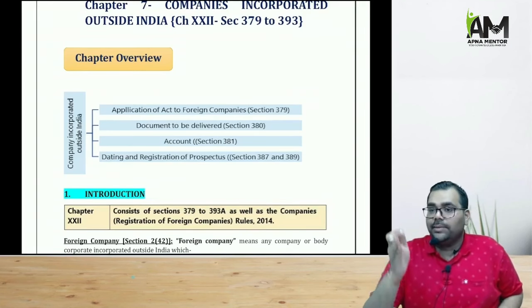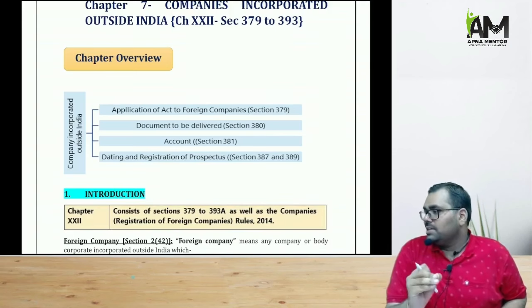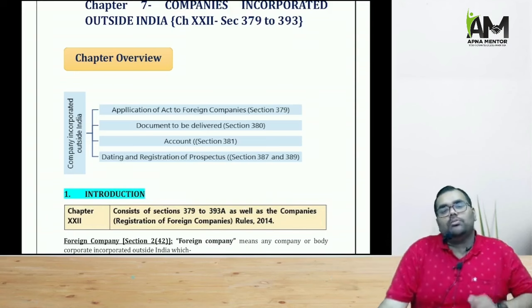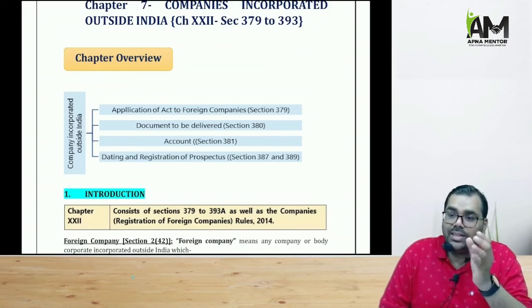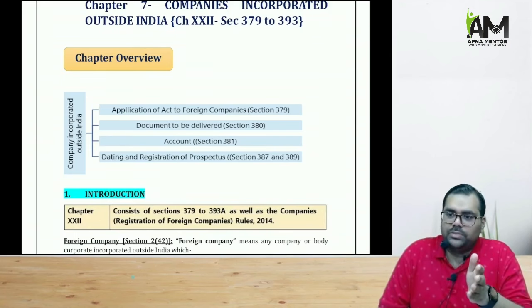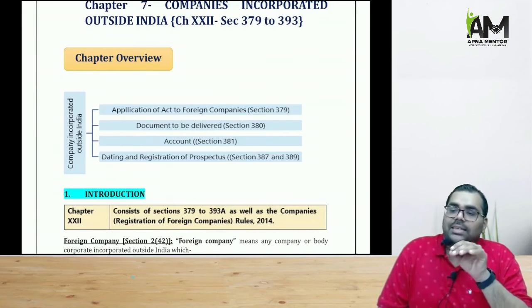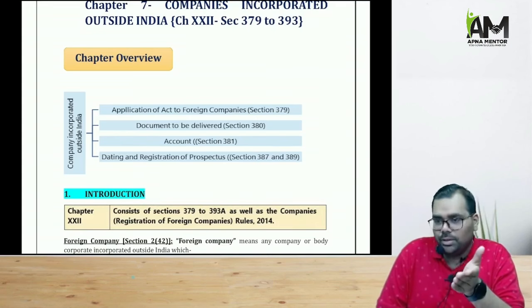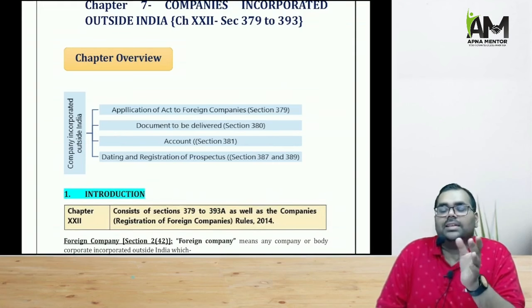Once the foreign company comes and starts doing business in India, they will have to inform the ROC about it. So section 380 says what documents the foreign companies have to file with the ROC. Just like Indian companies are required to file their documents with the ROC, foreign companies will also be required to do so. And just like Indian companies are required to maintain their accounts, foreign companies are also required to maintain their accounts, although the manner is a little different, and that is given in section 381.